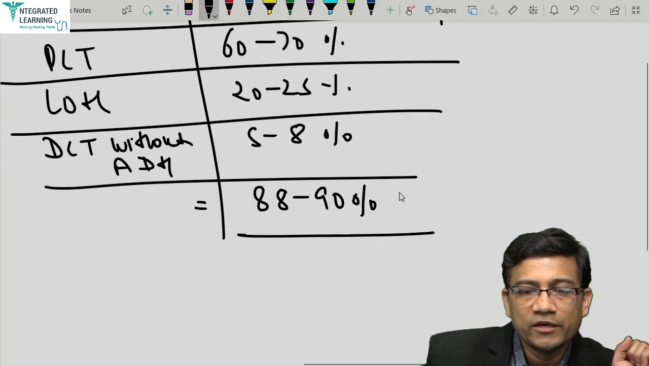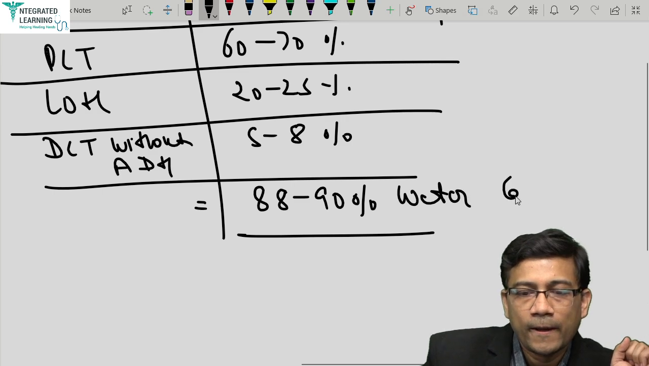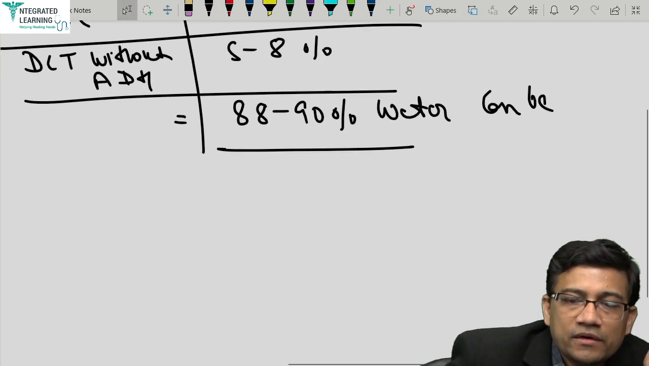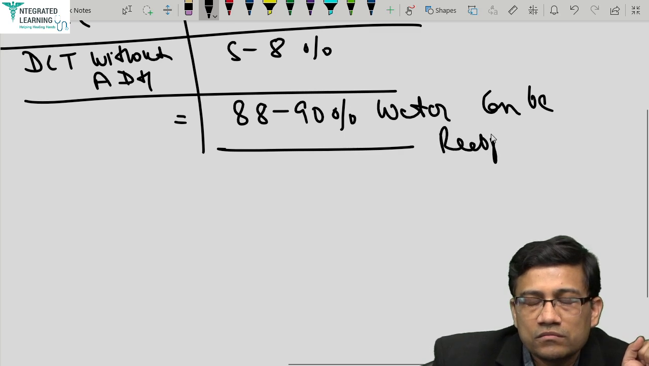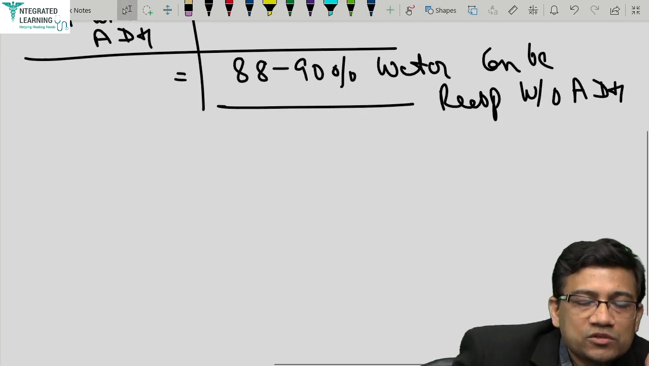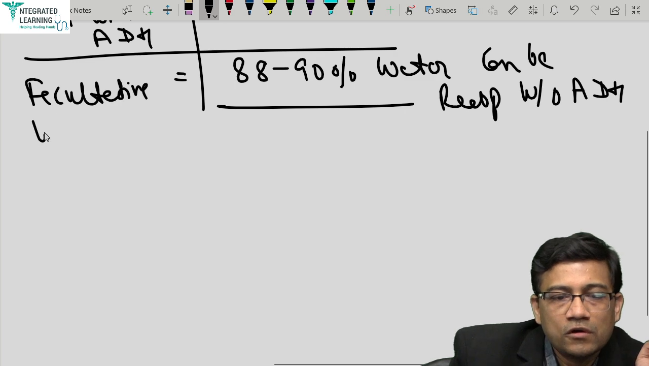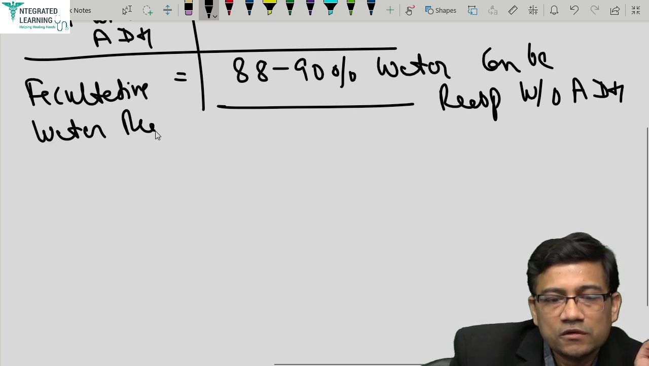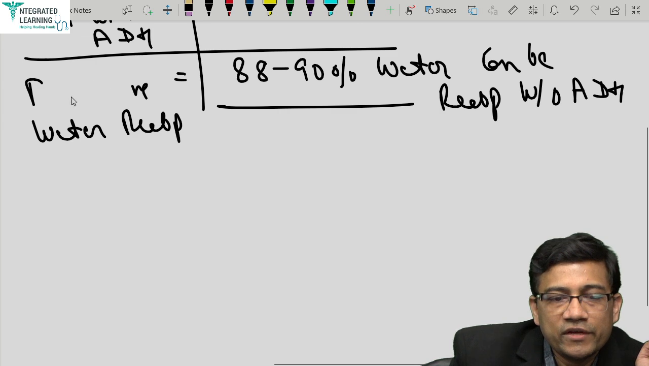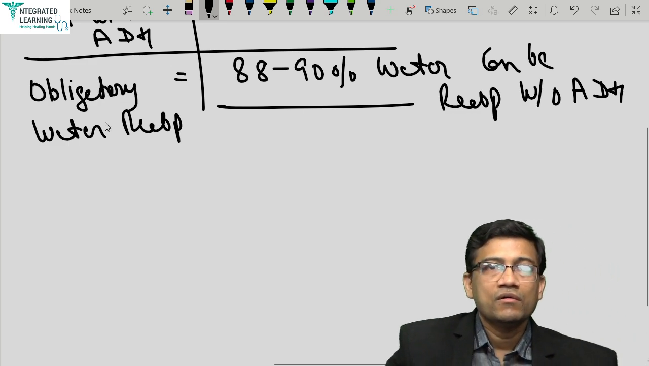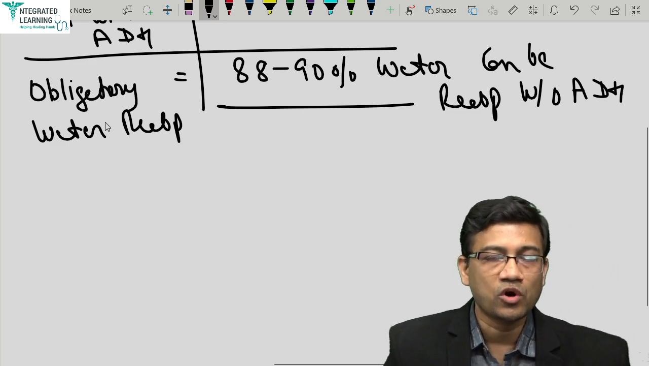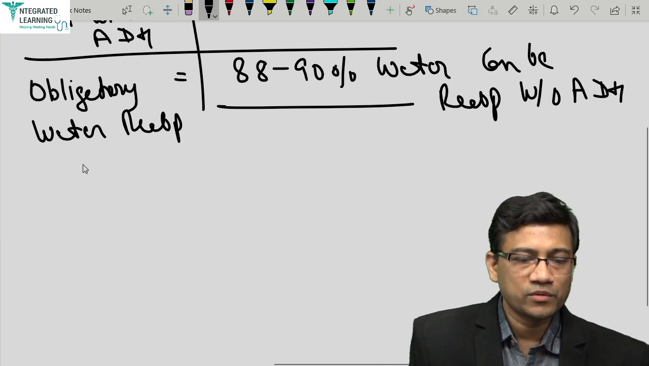So that means 80 to 90% of water can be reabsorbed without ADH. That is why it is called what? Facultative water reabsorption, sorry, obligatory water reabsorption, because you have to reabsorb it. So obligatory water reabsorption, okay.